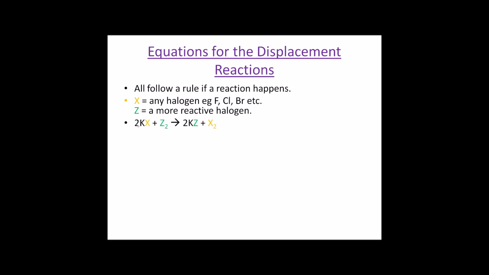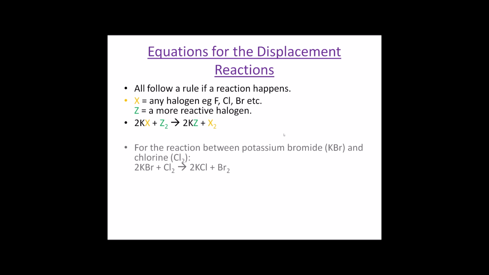So if we have a compound, potassium K, X, which is a halogen, plus Z, a more reactive halogen, what happens is the Z and the X swap places, and we can see that the little subscript numbers stay in the same place, so it's just the letters that swap places. So an example for the reaction between potassium bromide and chlorine, which is Cl2, we know that chlorine is more reactive. What we get is 2KBr plus Cl2 makes 2KCl plus Br2. The chlorine and the bromine have just swapped places in their reaction.